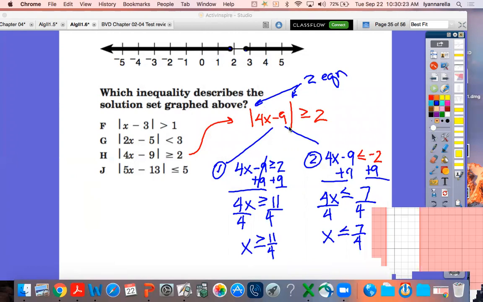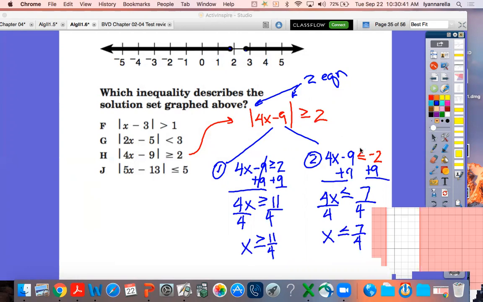Remember, if you see absolute value bars, you must have an equation per bar. If you don't see absolute value bars, you only need to do 1 equation. My first breakout equation was 4x minus 9 is greater than or equal to 2. All you do is drop these bars for equation 1. But then my second was 4x minus 9 is less than or equal to negative 2.